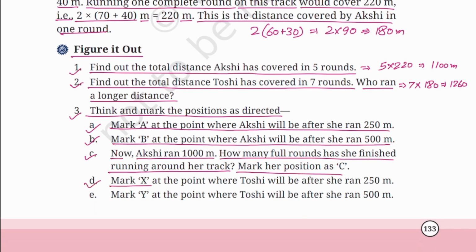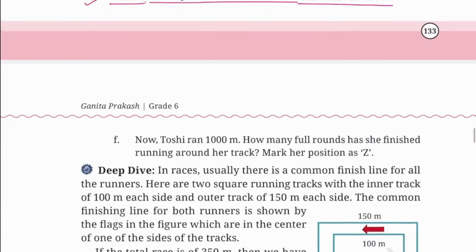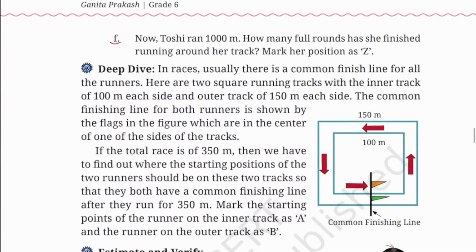D. Mark X at the point where Tosi will be after she ran 250 meter. E. Mark Y at the point where Tosi will be after she ran 500 meter. F. Now Tosi ran 1000 meter. How many full rounds has she finished running around her track? Mark her position as Z.